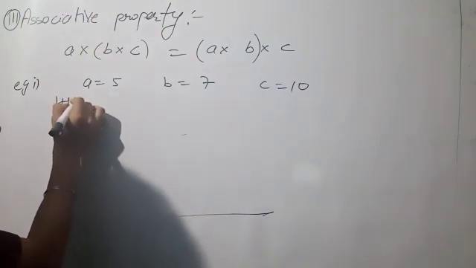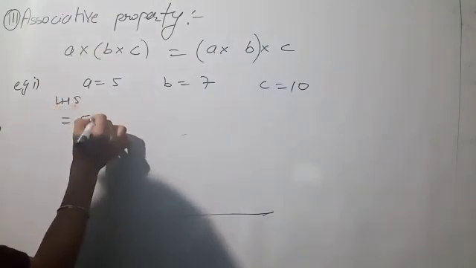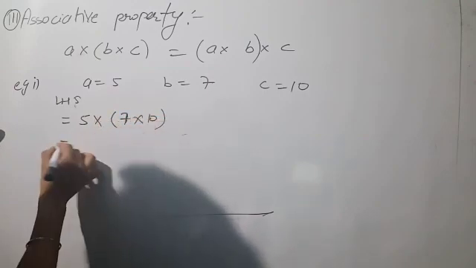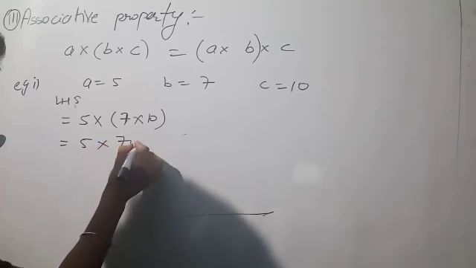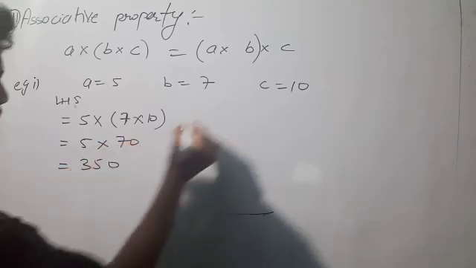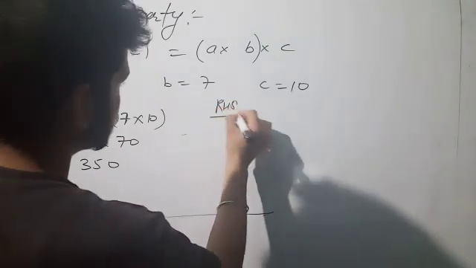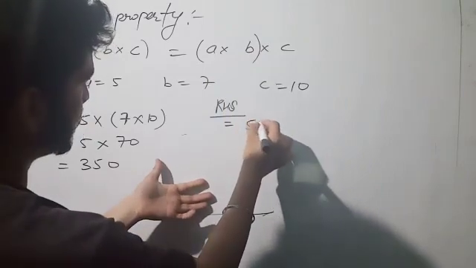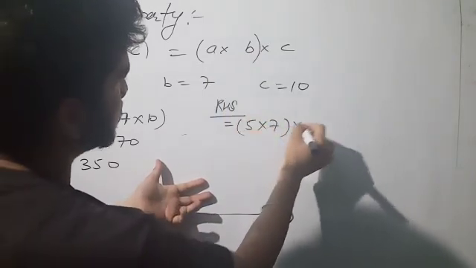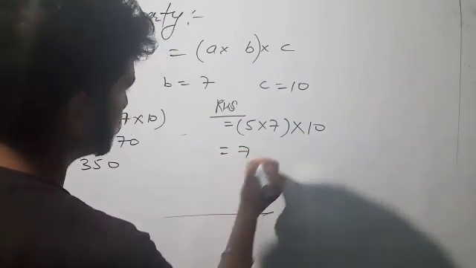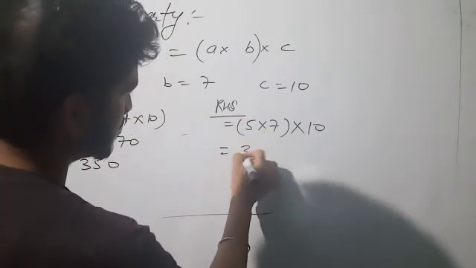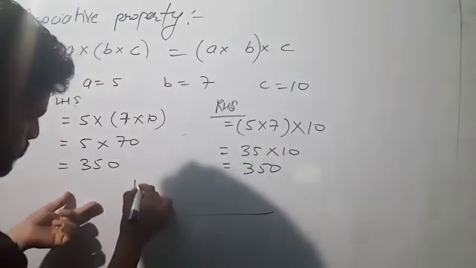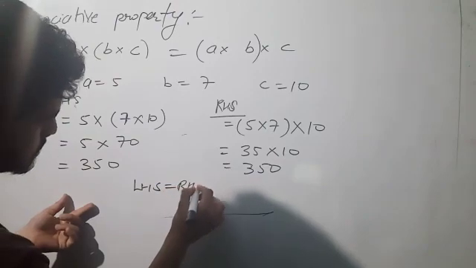In LHS, 5 into 7 into 10. You have to multiply 7 into 10 first. So 7 into 10 is 70, and 70 into 5 is 350. In RHS, we have to multiply A into B, 5 into 7 first, which is 35, then multiply it with 10. That is 350. So our answer on both sides is equal. LHS equals RHS.